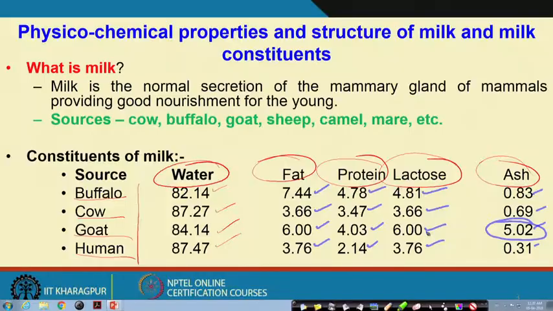Of course, I am not taking the name because this is a known fact. So, what we summarize, what we conclude, is a wide range of water, a wide range of fat, maybe from 3 to 7 or 8, a wide range of protein, but this variation is not so high, it is between say 2 to 5, a wide range of lactose, say around 3.5 to 6, and a very wide range of ash, around say 0.3 to 5, depending on the source of the milk it is coming from, right?